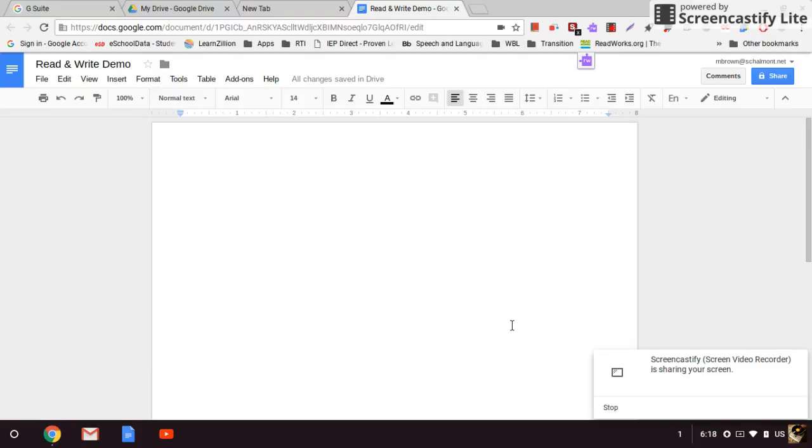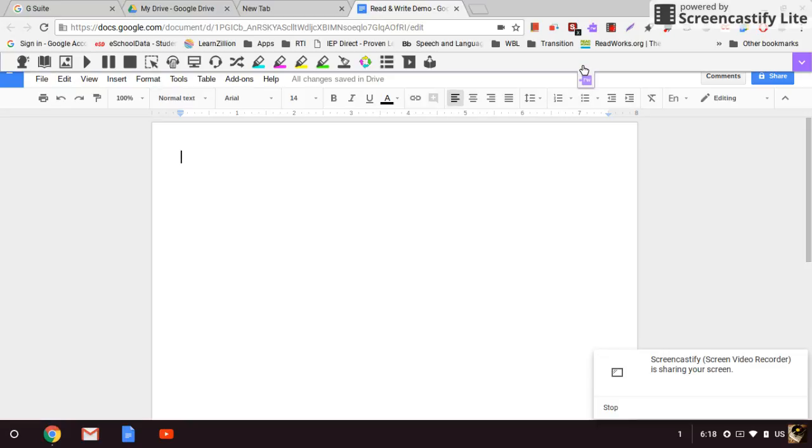Let's take a look at the writing side of Read and Write for Google. When you open a Google Doc, you'll see the little tab of a purple puzzle piece. Right here, you click on that and all of these icons available to you pop up. The first is word prediction. You have a dictionary, a picture dictionary.